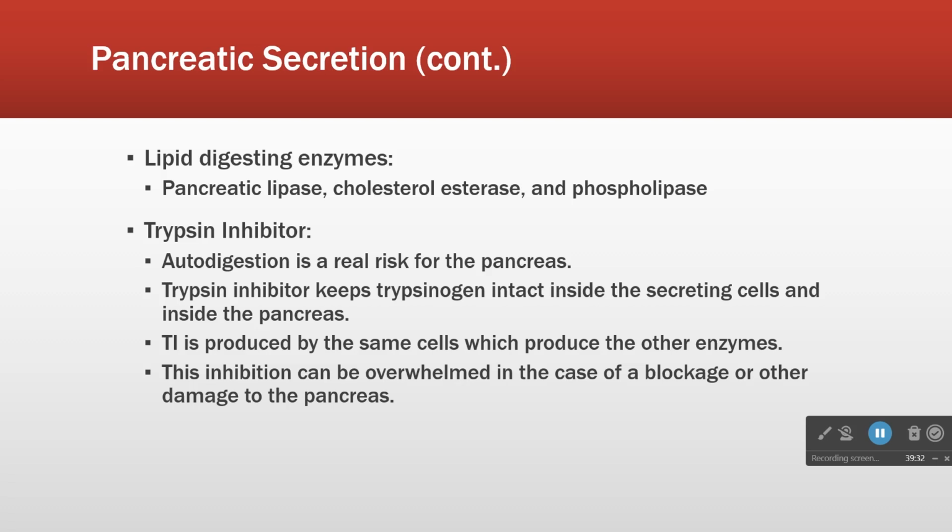Pancreas also produces a trypsin inhibitor, okay? And what the trypsin inhibitor does is basically it keeps trypsinogen, which is one of the protein digesters, intact until it's released, right? So it helps to inhibit self-digestion. Now the problem, again, is the trypsin inhibitor system gets messed up in the case of inflammation. So if the duct is blocked, then we'll end up with a lack of inhibition and autodigestion happens.